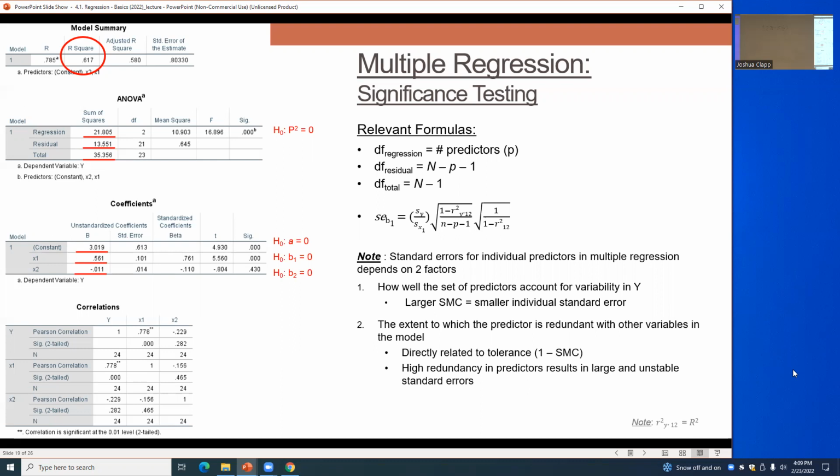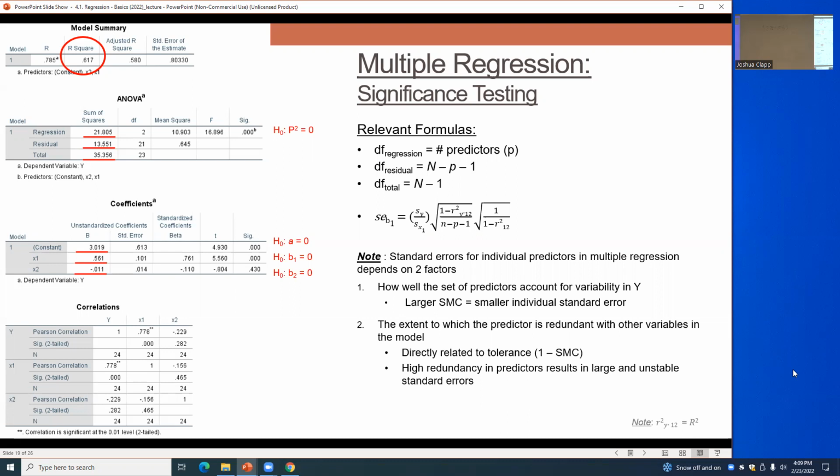So this is all relevant to know, because what this is indicating is that my standard errors are dependent on a couple of different factors. One is how well the set of correlations accounts for variability in y. The larger my squared multiple correlation, the larger my r squared, the more variability in my outcome I'm accounting for, which means my error variance is smaller. So the better my model is, the more powerful that model is going to be, within some limits. The other thing we're looking at is the extent to which my predictor is redundant with other variables in the model.